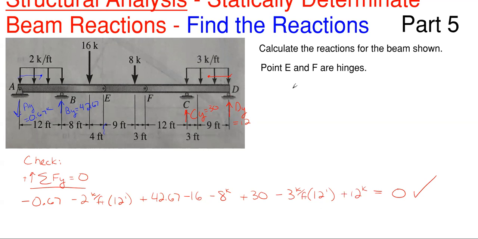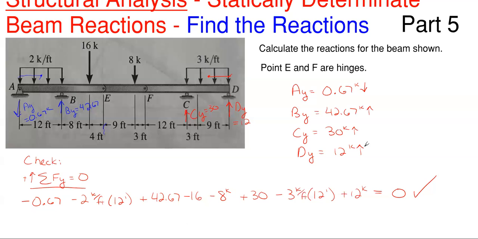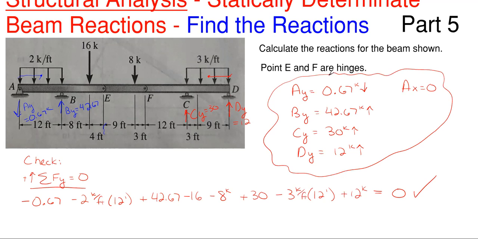So these are my reactions, and let me just rewrite them real quick. We would have A sub Y of 0.67 kips downward, B sub Y would be 42.67 kips in the upward direction, C sub Y is exactly 30 kips in the upward direction, and D sub Y is exactly 12 kips in the upward direction. And then, of course, A sub X was 0. So those would be your final answers for this problem.